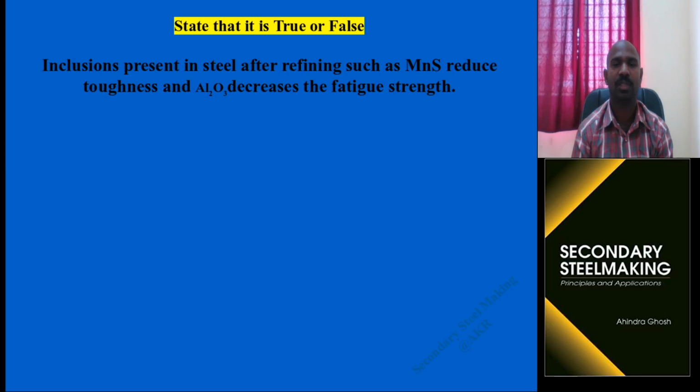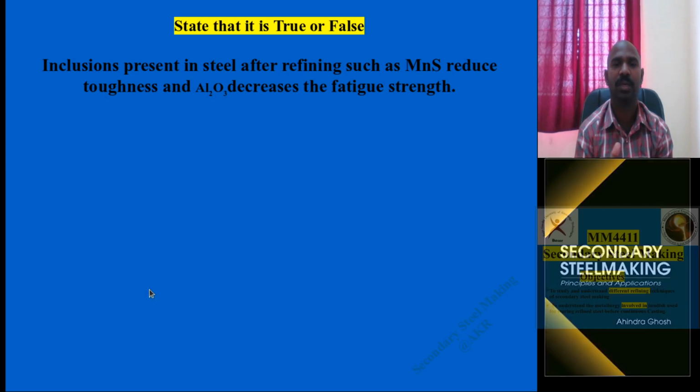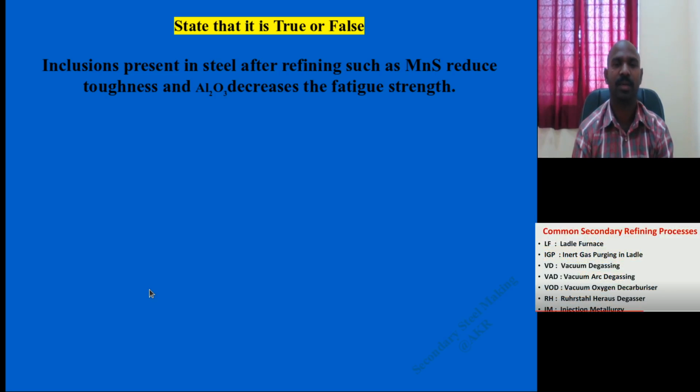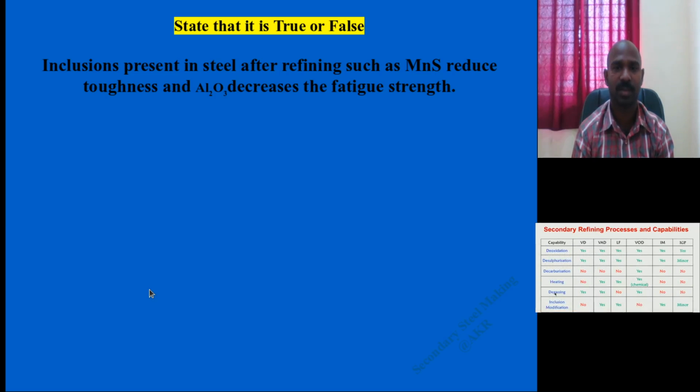Now let me conclude today's topic: inclusions present in steel after secondary refining process such as MnS reduce the toughness. If Al2O3 is present, it decreases the fatigue strength. That is the effect of inclusions present in the steel on the mechanical properties. Please give your opinion on this statement.